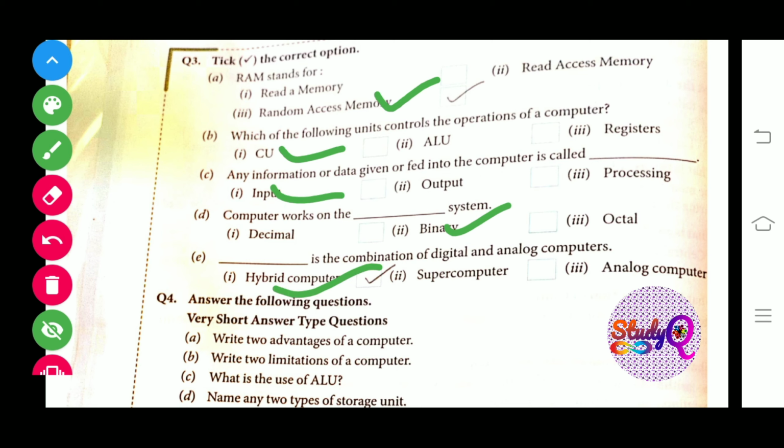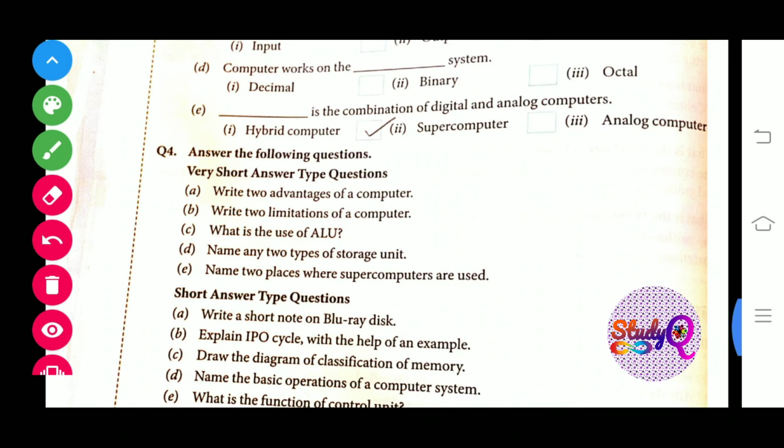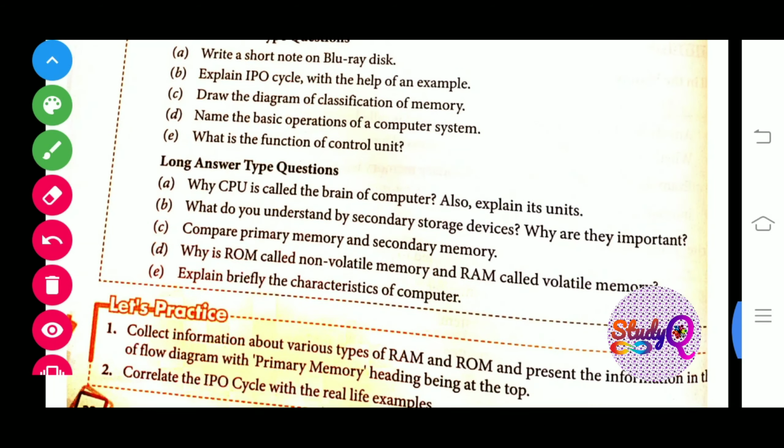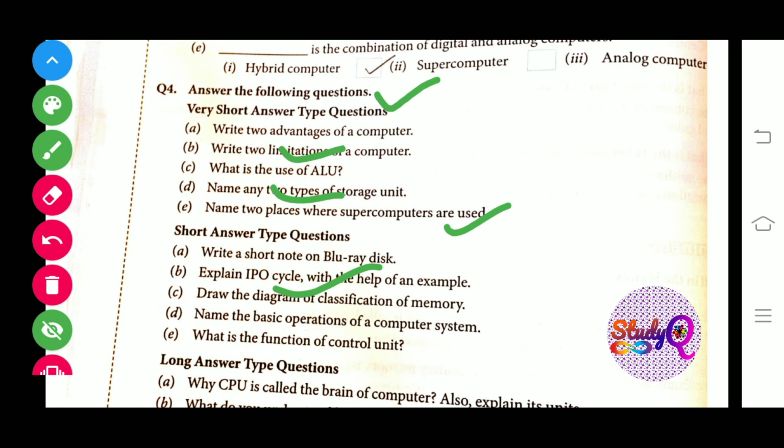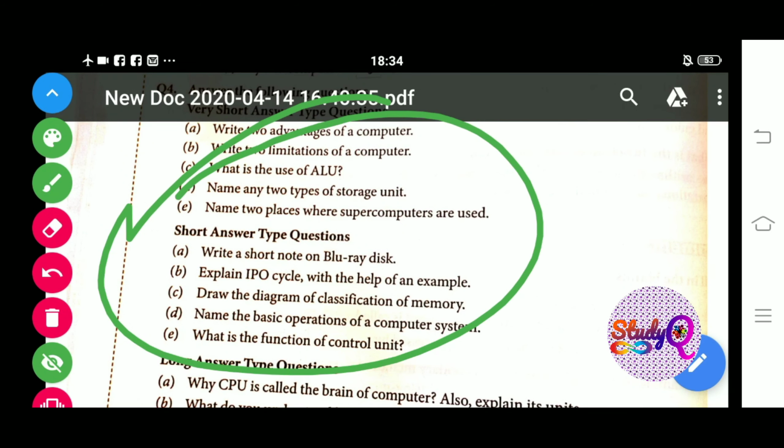Now very short answers are there, so you can write these short answers on your own. If you don't have an idea, on Sunday I will explain these answers. Till now, bye. Okay, so I will explain these answers on Sunday.